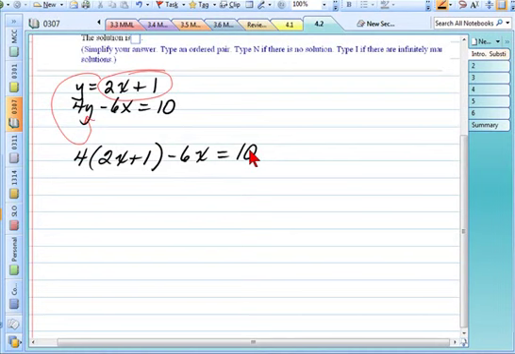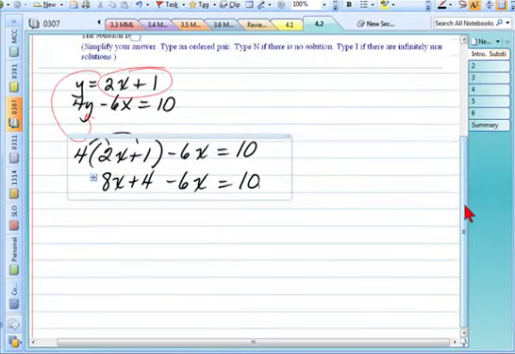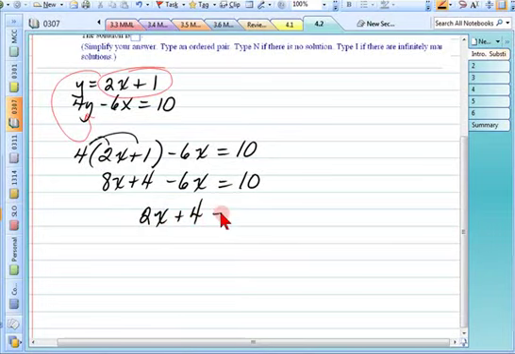Okay, is everybody okay with what I've done? I've substituted an expression in the place of y. What did it give me? An equation in just x. So I can solve it. I can use the distributive property. That gives me 8x plus 4 minus 6x is equal to 10. I can combine like terms. I'm going to have 2x plus 4 is equal to 10.